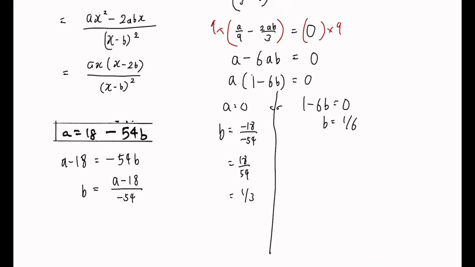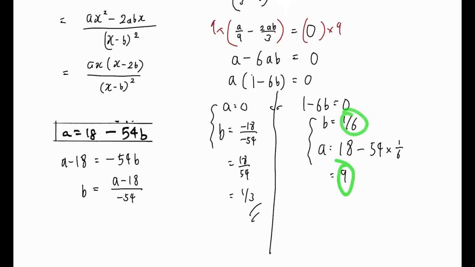Okay, good. Then if B equals 1/6, then what's A? We got a formula over here, so we can just use it. So A equals 18 minus 54 times 1/6. 9, is A equal 9. Yeah, so this pair of answers or this pair of answers. 0 for A, 1/3 for B, 1/6 for B, 9 for A. These two separate answers. Okay, that is part 1. This is part 1 only. Let's move on to part 2.